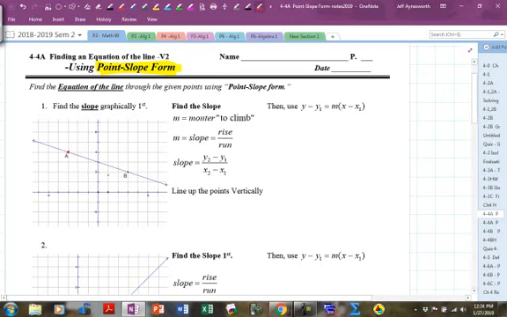So point A is right here. You go left 3, all right, and then you go up 4. So this point right here is called (-3, 4), point A. Point B is down here. You go right 3 and then up 2. So this point B is (3, 2).